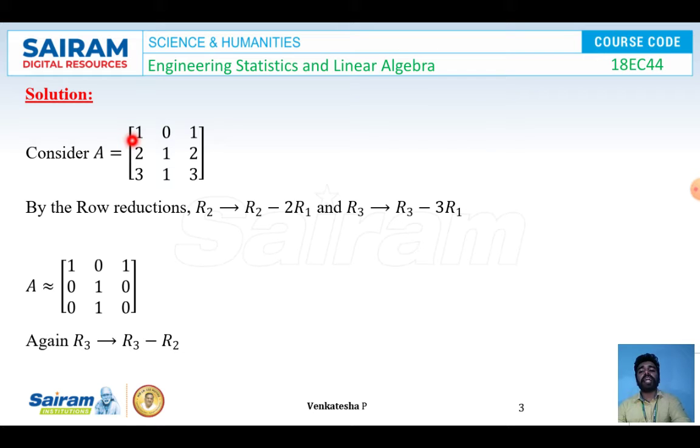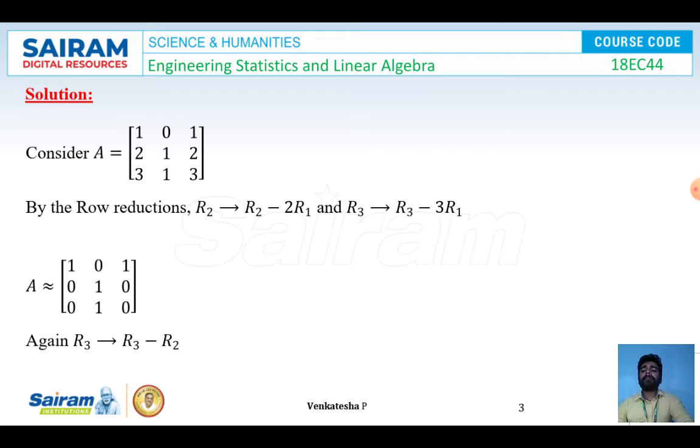To convert the first entry of R2 to 0, the operation I'm going to use is R2 implies R2 minus 2 R1. I'm multiplying R1 by 2 and subtracting from R2. To make the first entry of R3 0, the operation is R3 implies R3 minus 3 R1. After performing these row transformations, I got the matrix A equal to [1, 0, 1; 0, 1, 0; 0, 1, 0].